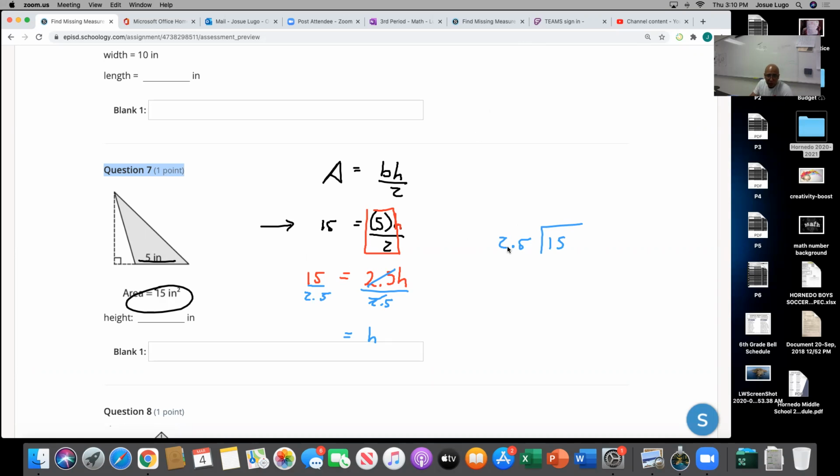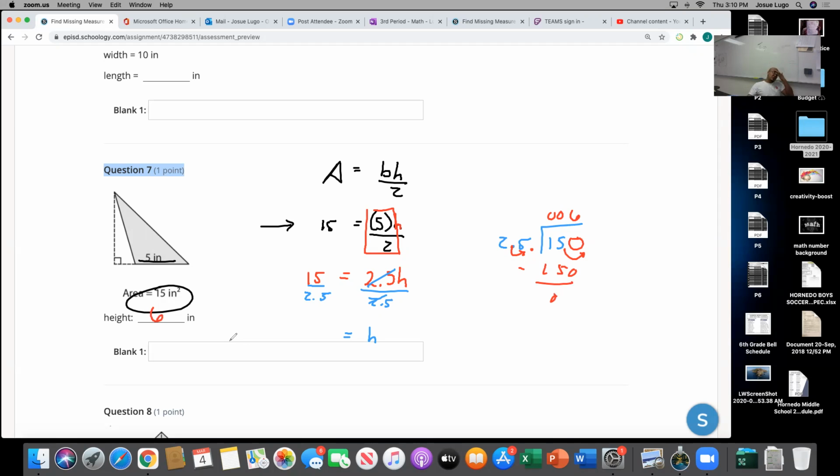Notice that I have a decimal on the outside. I don't like that, so I'm going to move that to make this a 25. So I must move this to make this into a 150. I moved it the same direction to the right once. All right, 25 goes into 150 exactly 6 times. 25 times 6 is 150. So ladies and gentlemen, my height is 6 inches.